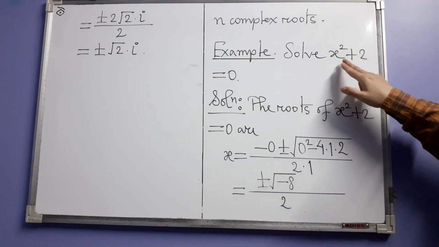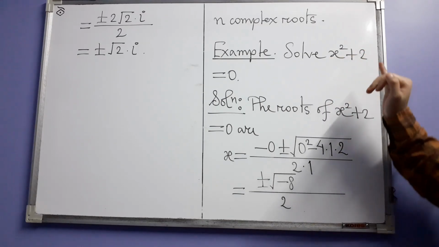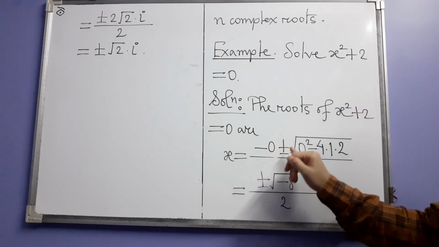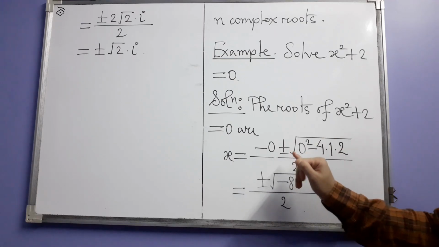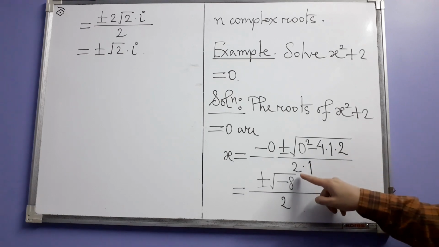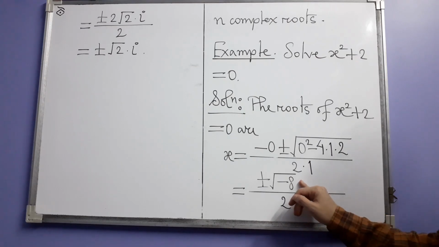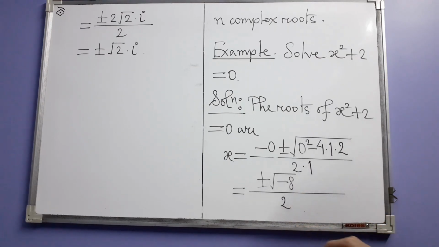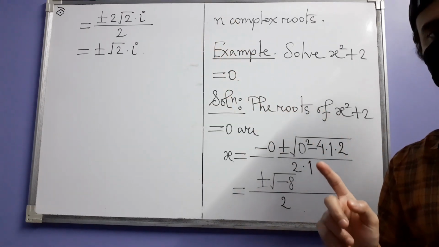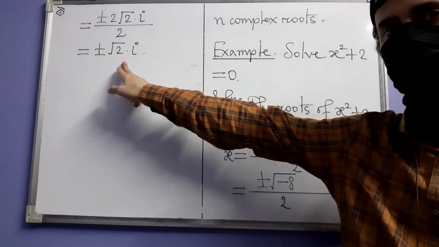So in this case, A is 1, B is 0 because there is no x term, and C is 2. So accordingly, minus B, that means minus 0, plus or minus root B square, 0 square minus 4AC, 4 times 1 times 2, divided by 2A, 2 times 1. So this becomes plus or minus square root of minus 8 divided by 2. Square root of minus 1 is i, and square root of 8 is 2 times root 2. So if you do the calculation, you get this.